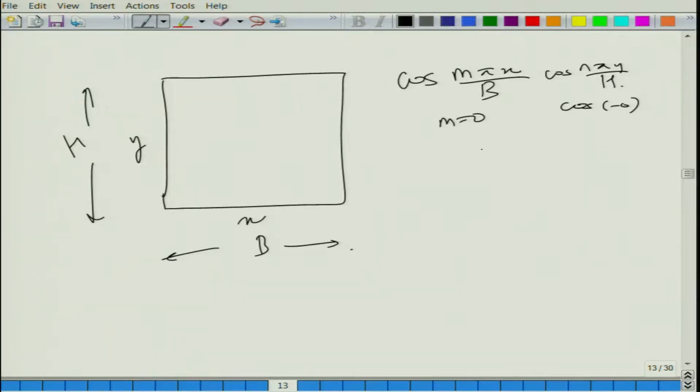Now when m is equal to 1, you get cos pi x by b. When x is equal to b by 2, this is 0. So you get a modal line here, and when y is equal to h by 2, you get a modal line.